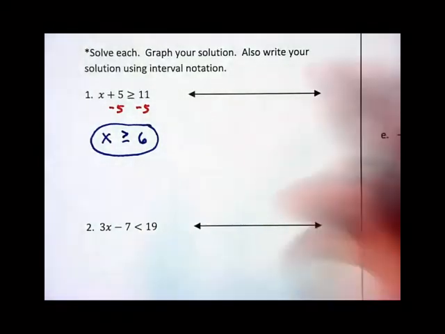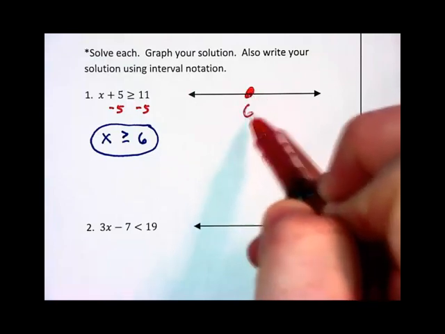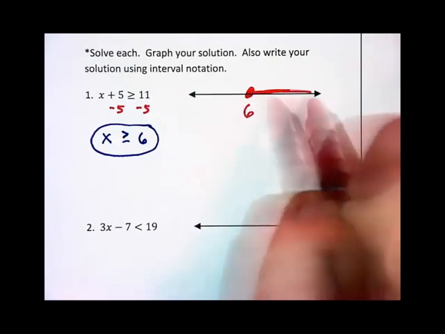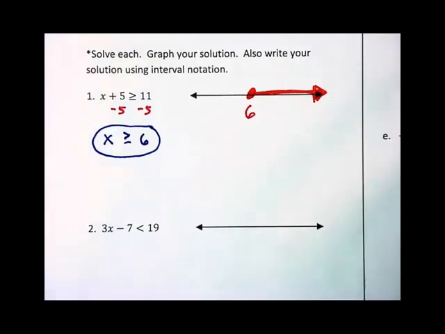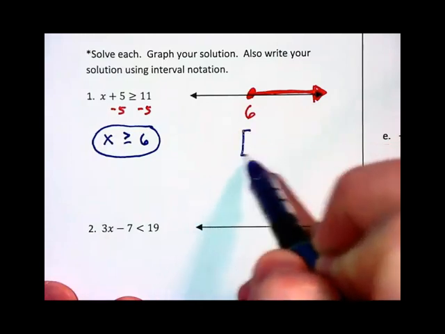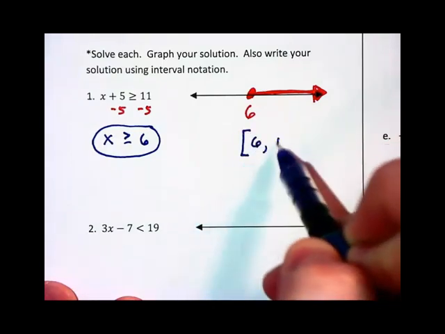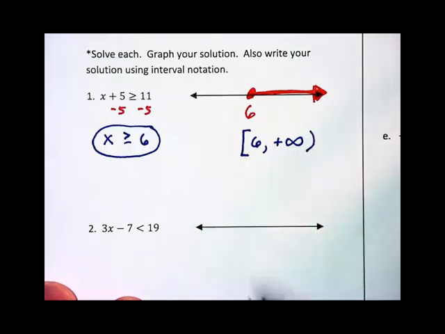If we were asked to graph this on a number line, we would include the number 6 and shade everything to the right, and shade in that number line or that arrow on the right. And if we were asked to write this in interval notation, we would say from 6 to positive infinity, inclusive of the 6 on the left.